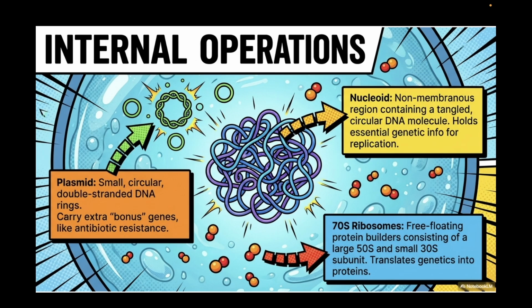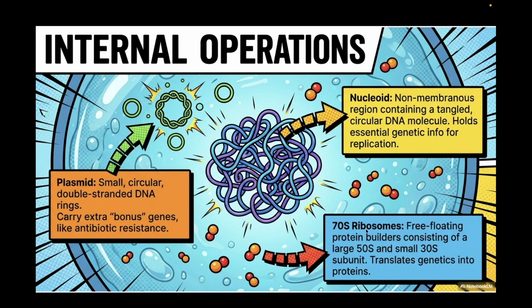Now we'll see what their inner components are. First, their genetic material, which is free floating as discussed, is known as the nucleoid. This is non-membranous and made up of a DNA molecule that contains genetic information. Next is the plasmid. These are circular double-stranded DNA present apart from their main genetic information, and these give antibiotic resistance to the bacteria.